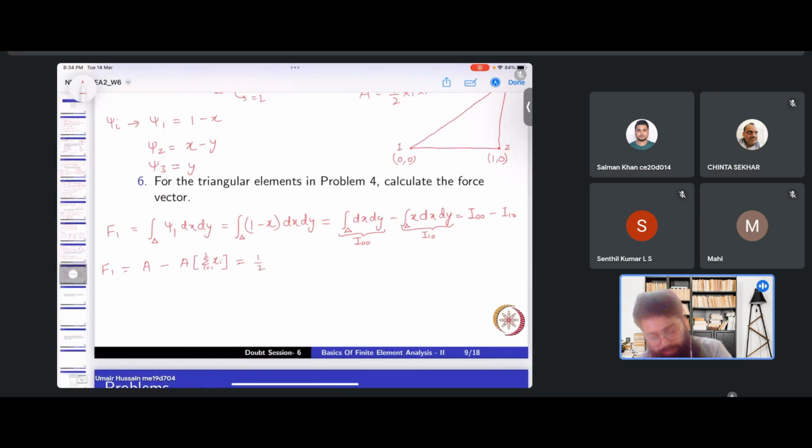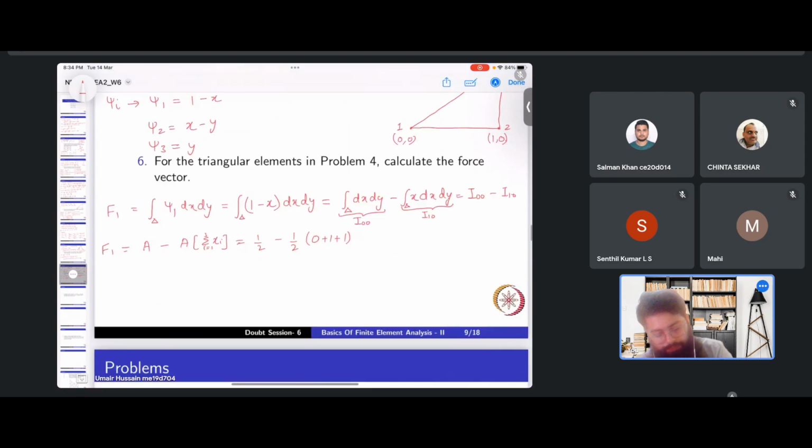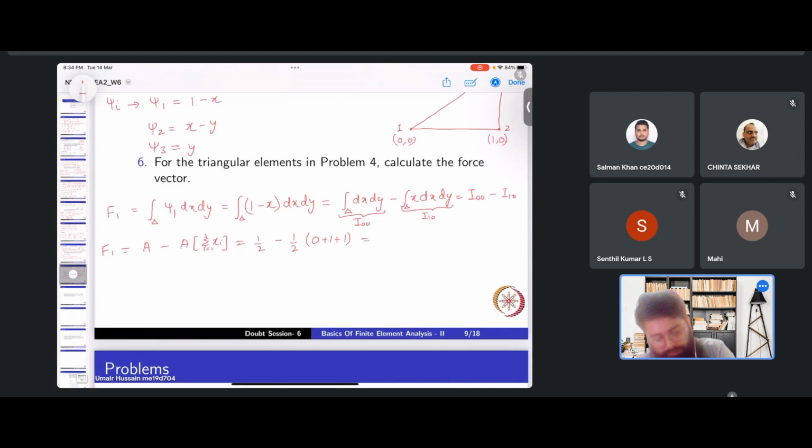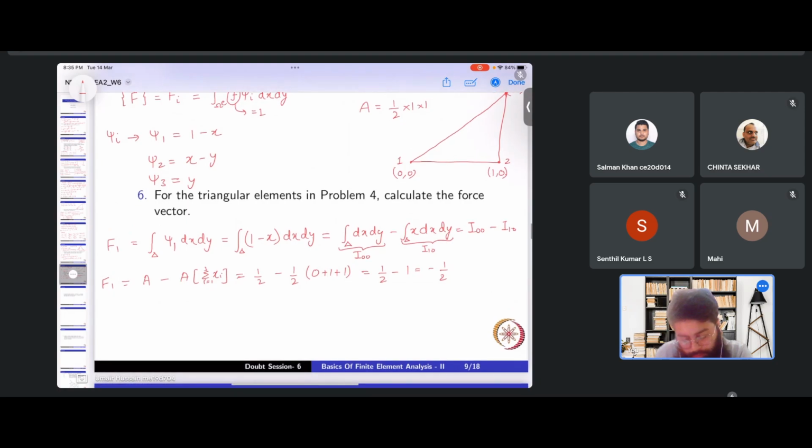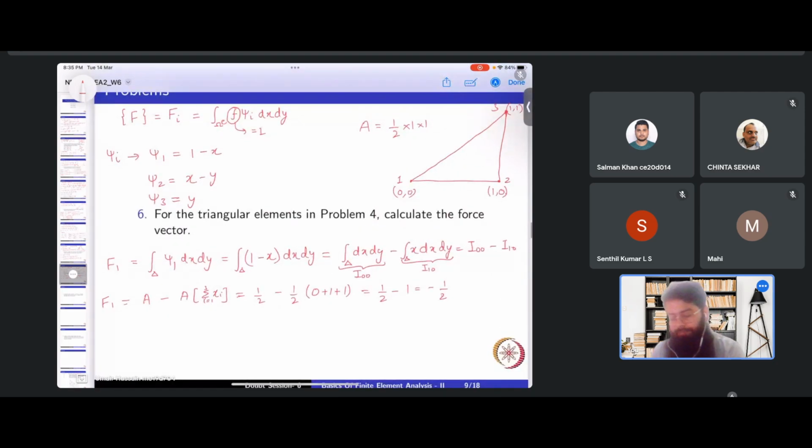We have half minus half of x1 is 0, x2 is 1, and x3 is also 1, right? So we have half minus, it becomes 1. We have minus half. Okay, so this is right.